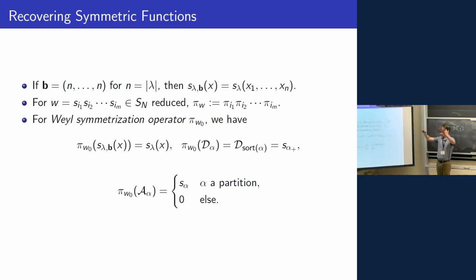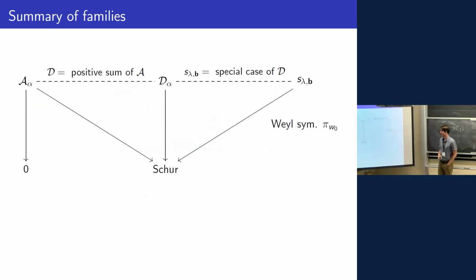So all of these things serve as some kind of generalization of a Schur polynomial into the world of non-symmetric polynomials, or just polynomials. So here's a summary picture for you, right? So I have these three generalizations. They all Weyl symmetrize to Schurs, except sometimes the atoms become 0. And the Demazure characters are positive sums of the atoms, and the flag Schur polynomials are a special case of the Demazure characters.